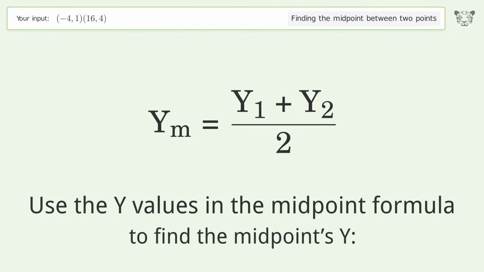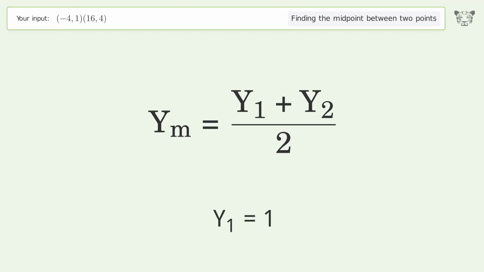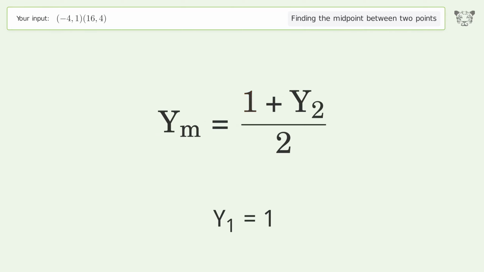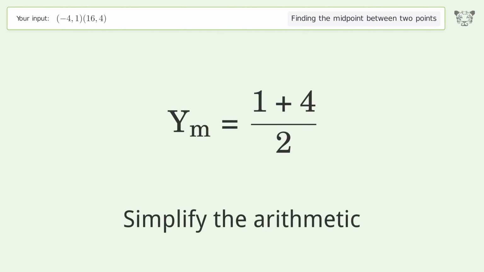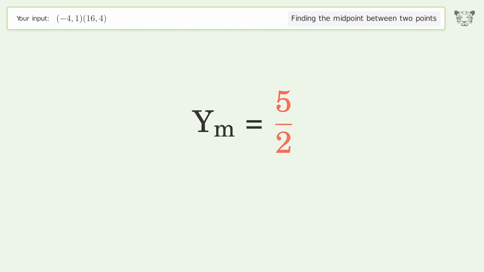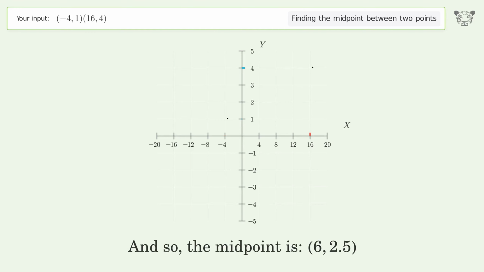Use the y values in the midpoint formula to find the midpoint's y. y1 equals 1. y2 equals 4. Simplify the arithmetic. And so, the midpoint is 6, 2.5.